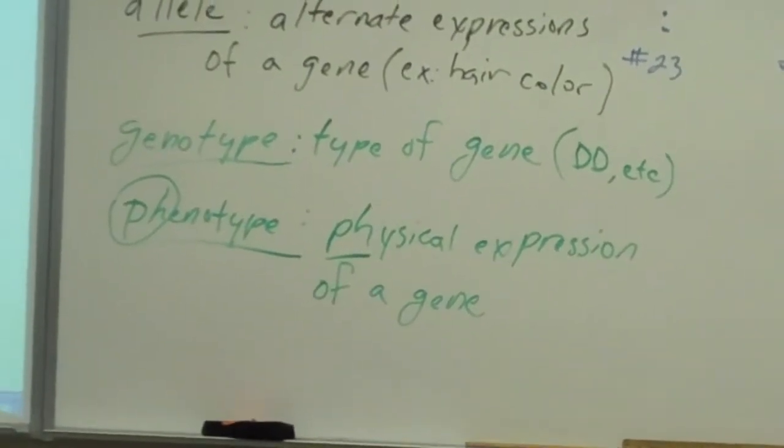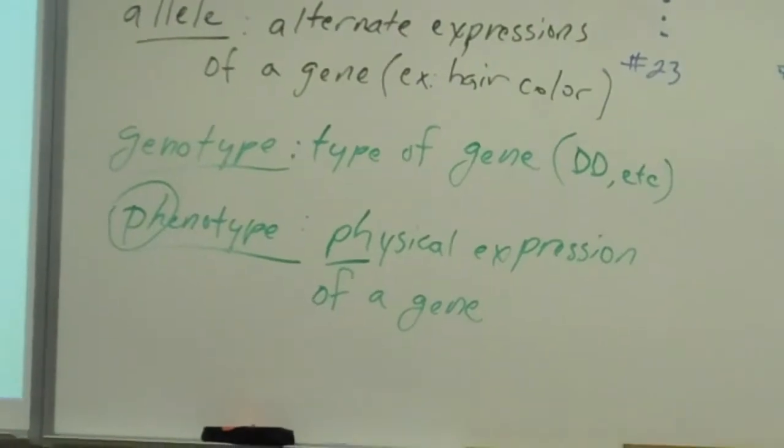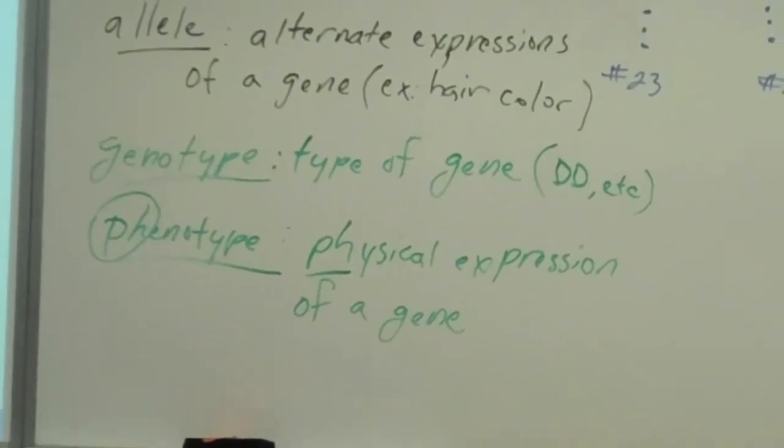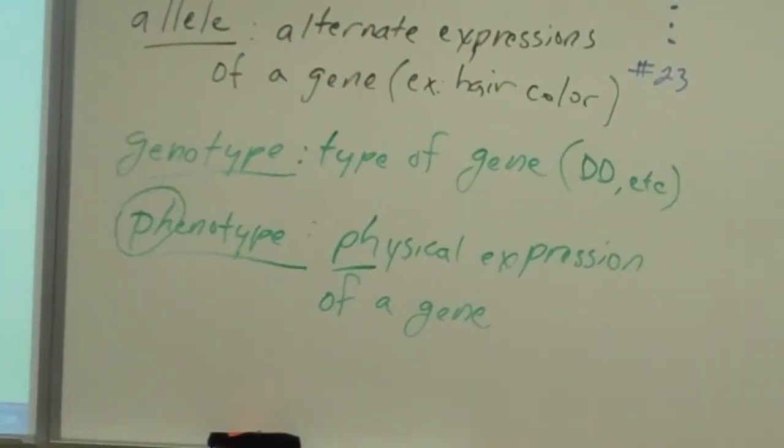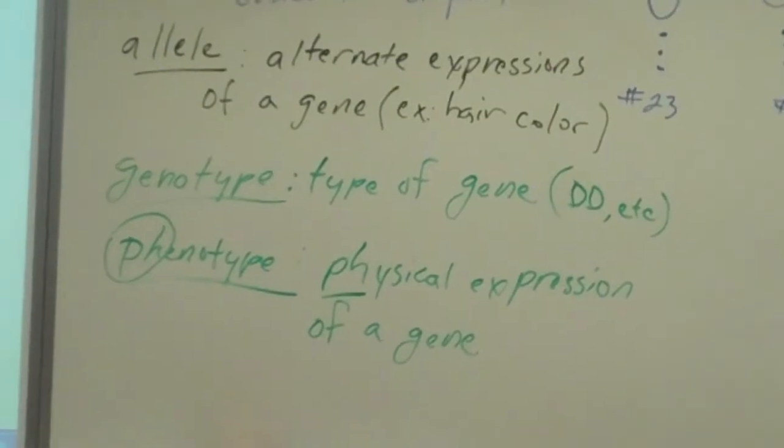So within different homologous chromosomes, you have loci, which are the locations of these different genes. You have different alleles for each gene. That will determine the genotype and then therefore the phenotype for each one.